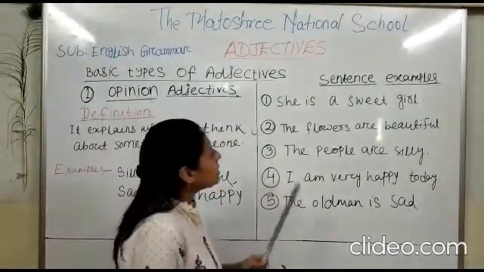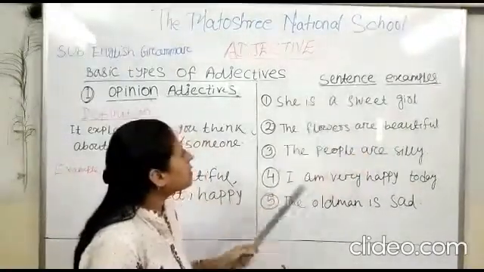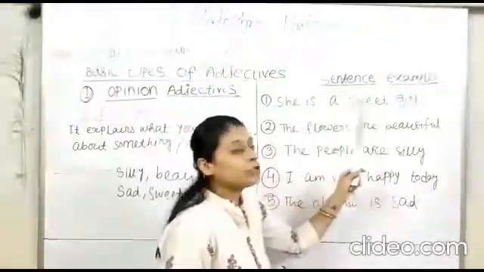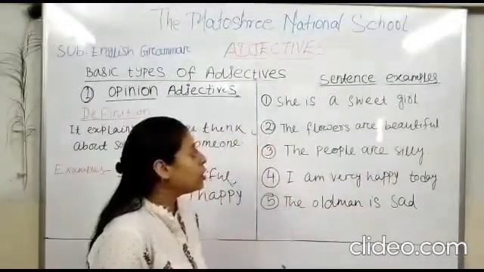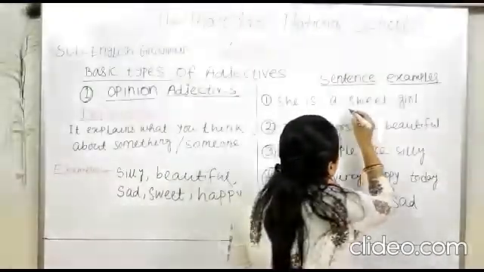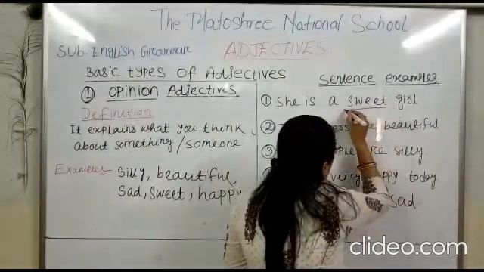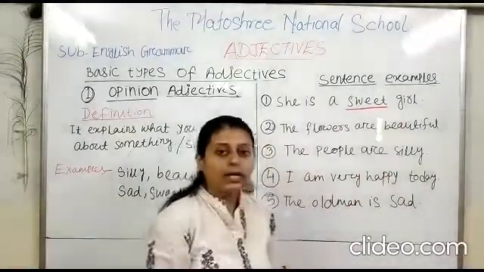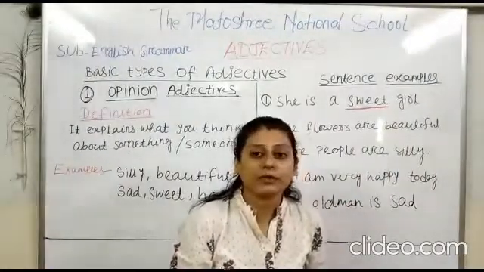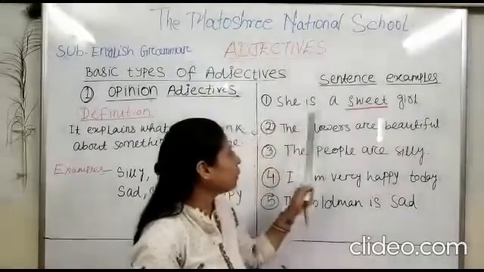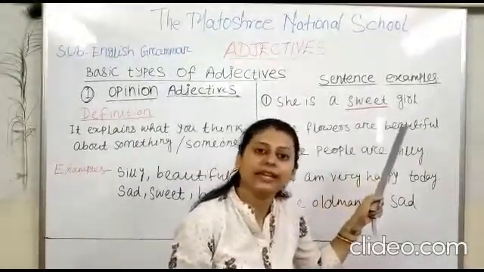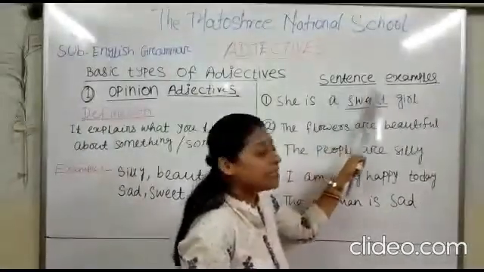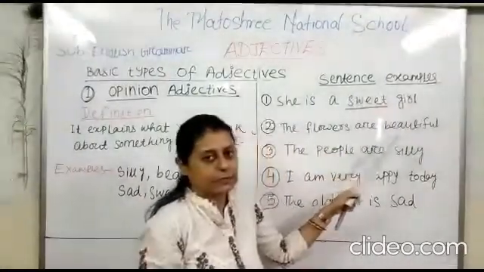Now, let's see sentence examples. She is a sweet girl. Here, sweet is an opinion adjective, where it's my opinion towards the girl that she is very sweet. So, here, sweet is an opinion adjective.